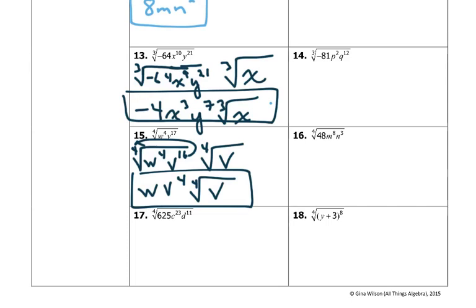625, is that a perfect 4th? Yes, it is. 5 times 5 times 5 times 5 is 625. So we're going to go ahead and put that in our perfect 4th column. All right, c to the 23rd, is that? No, it's not. So what can we do to get that to be a perfect 4th? Is 22? No. 21? Does 4 go into 21? No.